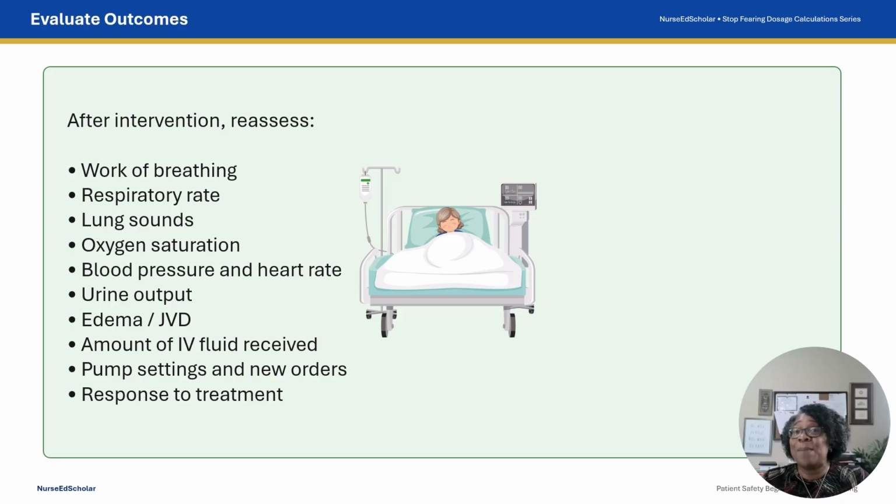If they change the order, they may have stopped it. They should stop it. But if they stopped it, you look at how much fluid she's received. Did the provider change the orders? Did that work? Because this is the final step in clinical judgment. Did our interventions improve the patient's condition? If not, you're calling the doctor. You're trying to get more orders, or it may be time to call a rapid response.